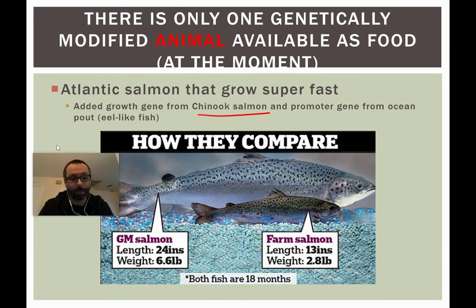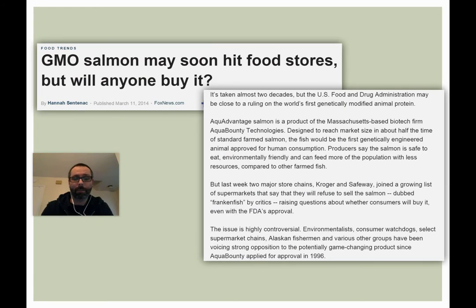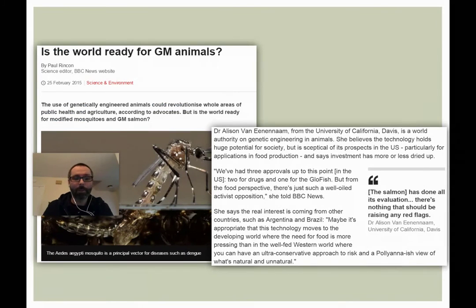So this is good for the producers of the salmon and for the consumers, because theoretically this means it would be cheaper because there would be more supply out there. But is this really going to happen? It hasn't happened yet. The genetically modified salmon have been around for years, but you can't really buy them yet because people are afraid. People maybe are not ready for genetically modified animals or organisms.